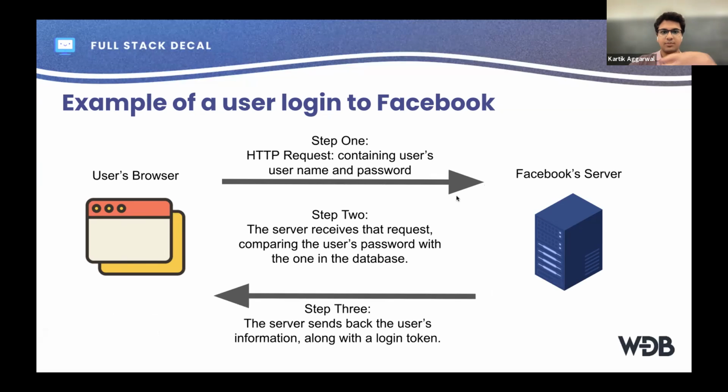So an example of a user logging in to Facebook using HTTP requests would be: the user who has an account in Facebook will send an HTTP request with the username and password. Then the Facebook server, in step two, receives the request and compares the user's password with the one in the database. Something that you learn two lectures ahead in the backend one is how the authentication is done: they never know the password that you entered. Cryptography is involved in some way, and you're going to go through a demo with that. And then step three is the server sends back the user information along with the login token if the password was right. Otherwise, it'll say the password is wrong and a different path will be taken from there.